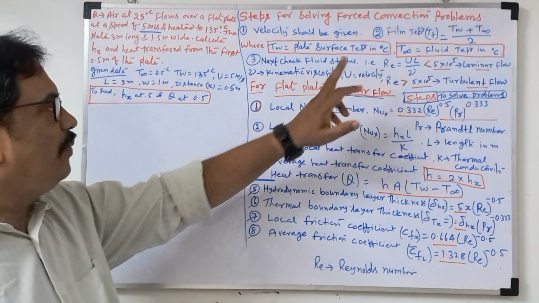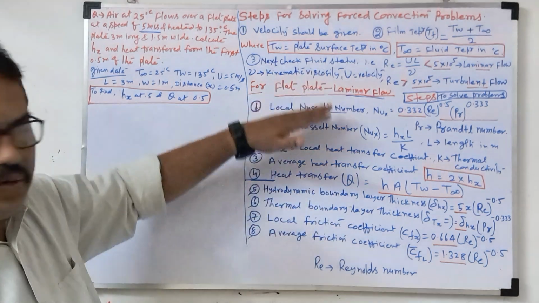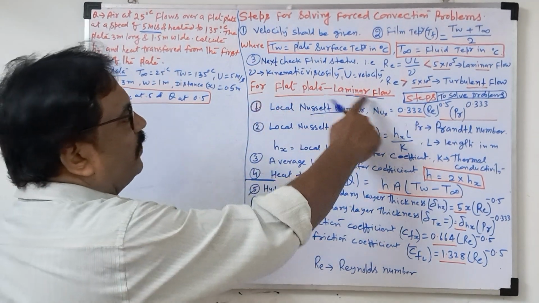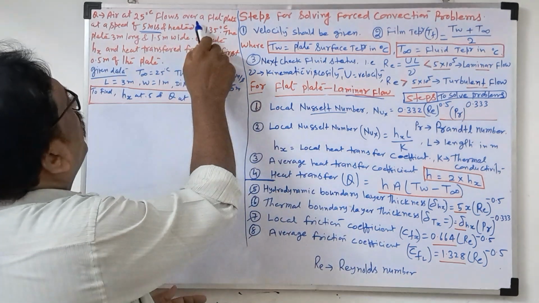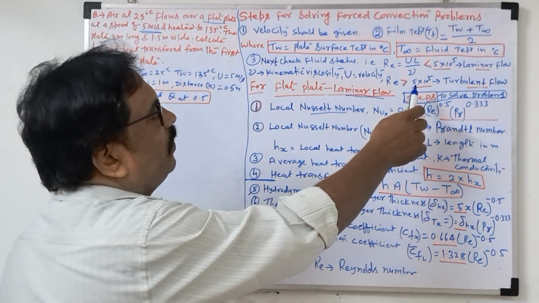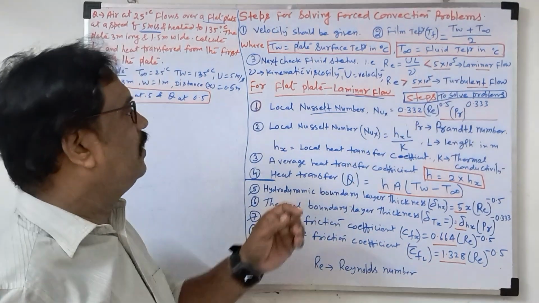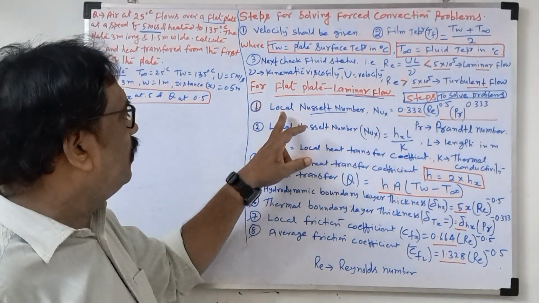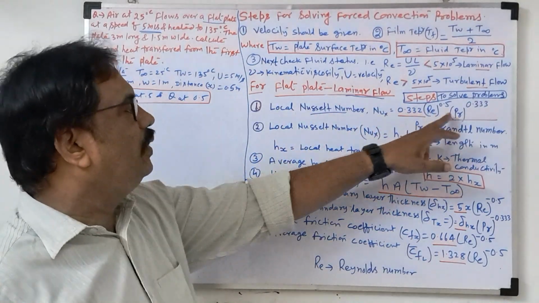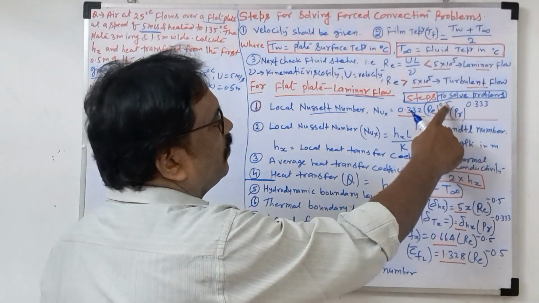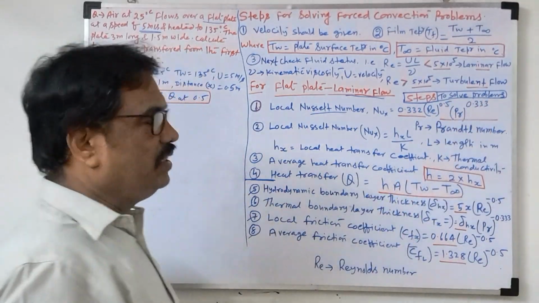Once we know whether it is laminar or turbulent, I wrote the steps for laminar flow only. So for flat plate laminar flow, what are the steps? The problem gives a flat plate, and laminar flow came because the Reynolds number is less than 5 into 10 power 5. Now look at the steps. For laminar flow, the local Nusselt number formula is in the data book: 0.332 Reynolds number power 0.5, Prandtl number power 0.333.